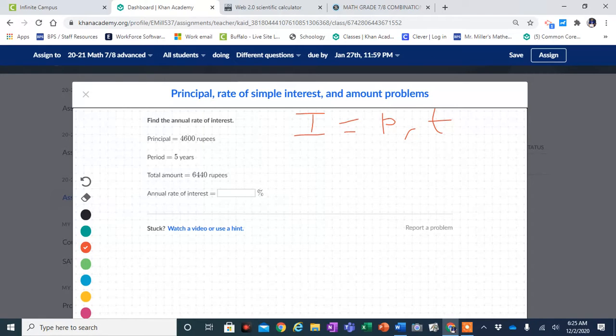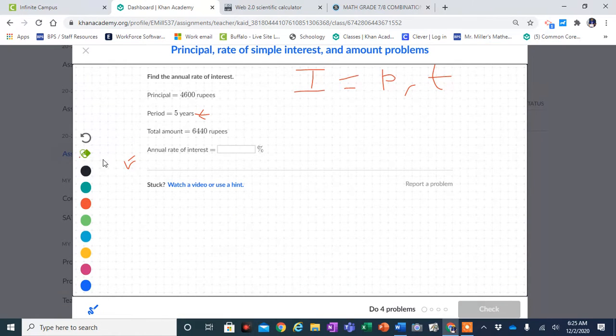So in this problem, you're given some information. You're given the period. The period is the time. We don't know what the rate is. That's what we're going to solve for, the rate. We do know the principal, which is right here, that's P, and we need to find how much interest we got. So to find out how much interest we got, we need to figure out how much it went up from the principal to the total amount. So I would need to subtract these.